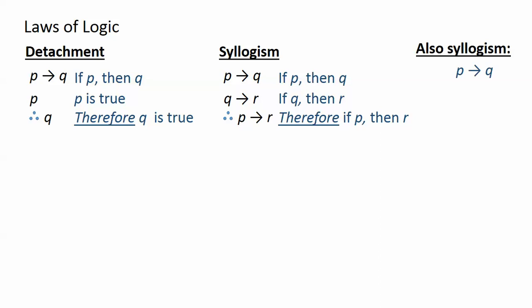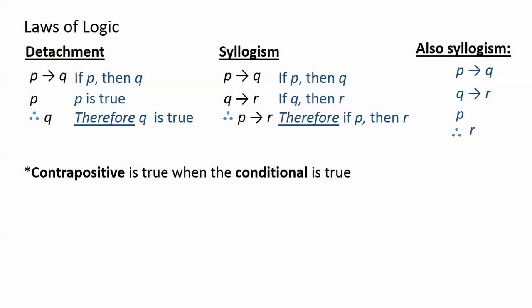Also syllogism. If P, then Q. If Q, then R. P is true, therefore R is true. Contrapositive is true when the conditional is true. Converse is true when the inverse is true. Pay special attention to that contrapositive fact. We'll be using that shortly.